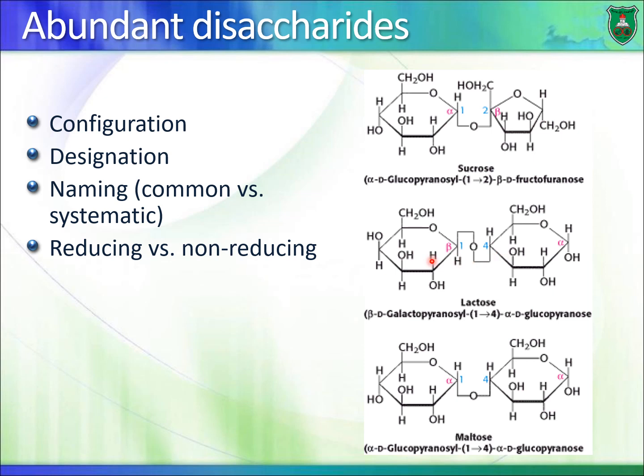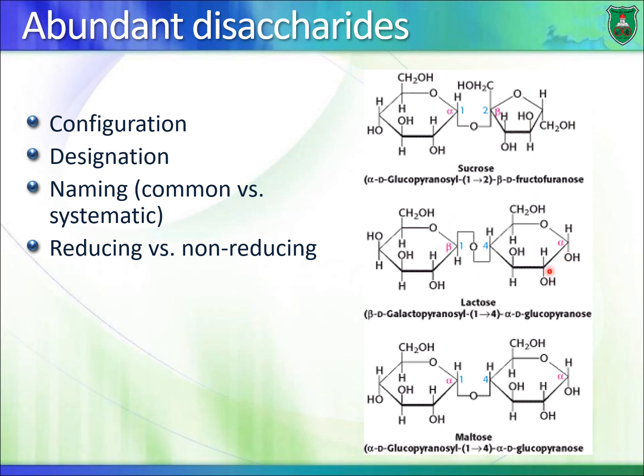Now, is it in the alpha or beta orientation, the anomeric carbon that is? You look at carbon number 1, it's going upward. So it is in the beta orientation. So it's beta D-galactopyranosyl.